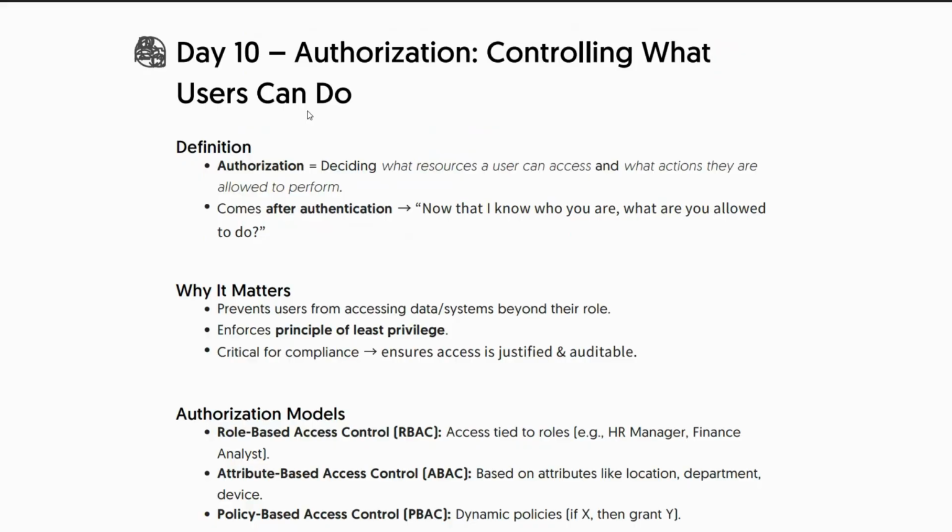Hello everyone, this is day 10: authorization, controlling what users can do. In the previous session, we have been discussing authentication, how you prove who you are. We have gone through different ways in which you can prove who you are. There is PIN, OTP, biometrics, FIDO, and many other systems that you can use, right? So, this is the actual piece.